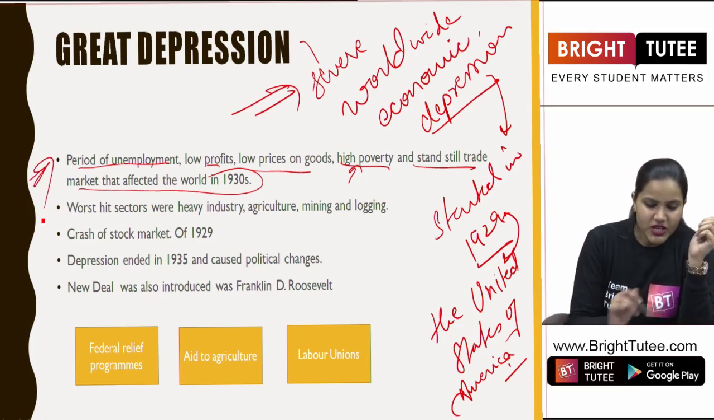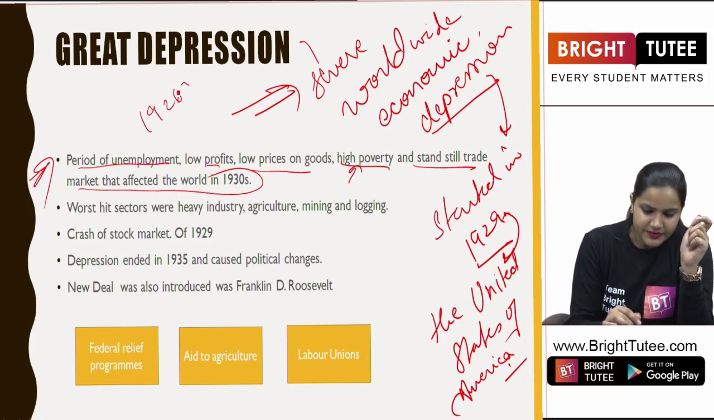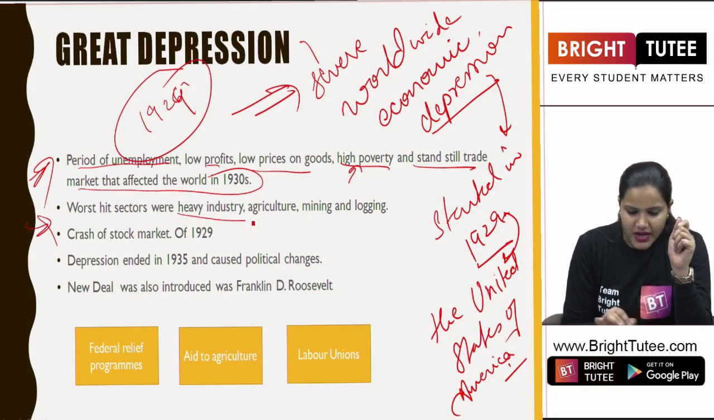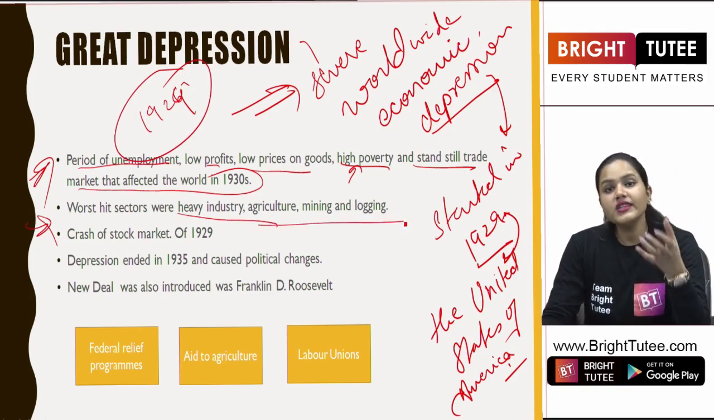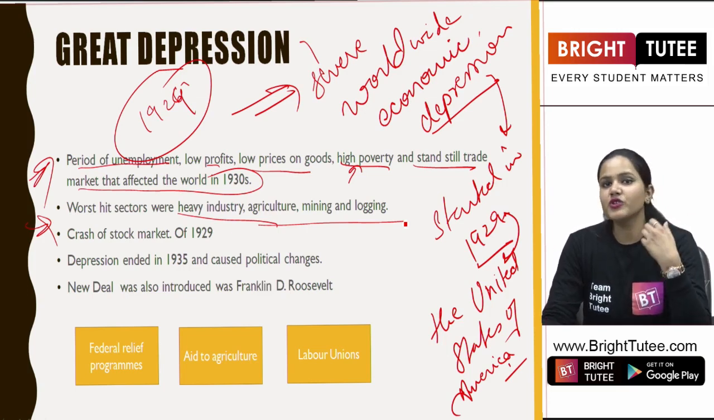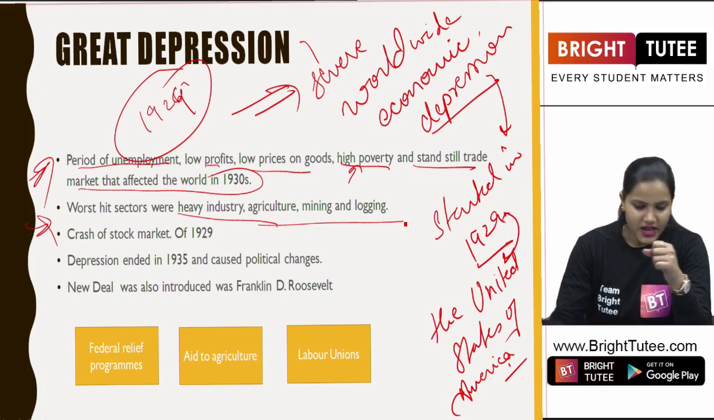So these were some of the changes that took place in the year 1929. And the worst hit sectors were heavy industries, agriculture, mining and logging. All these industries were worst hit by the Great Depression. Why? Because people had no jobs, they could not make any profit, and also there was standstill trade in all these sectors.